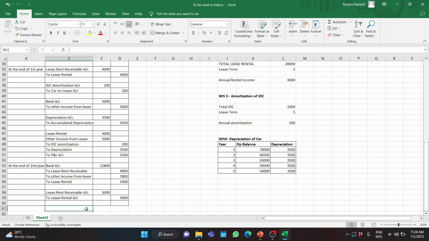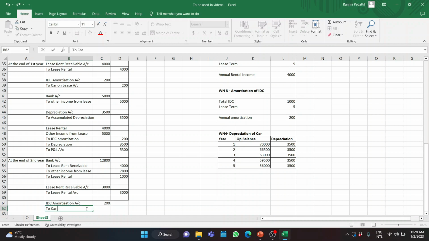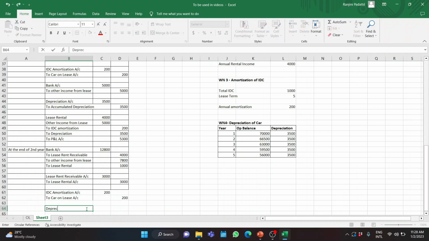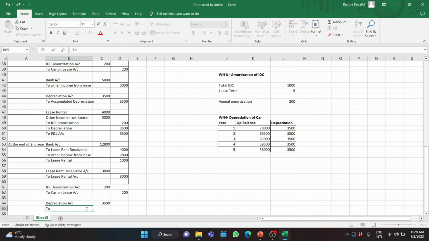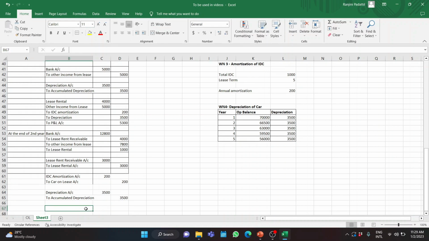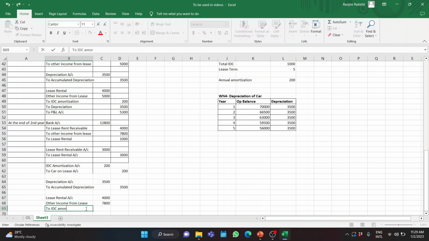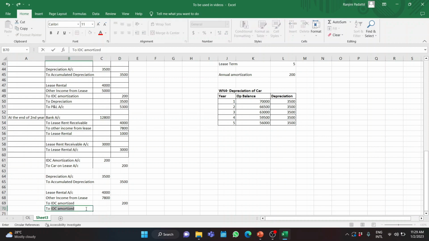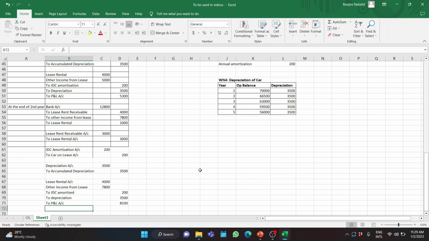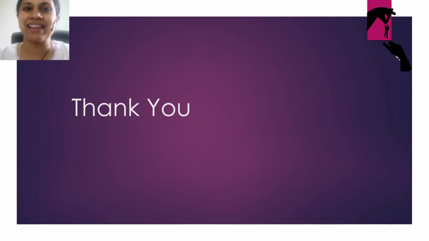Okay, great. Now we go to our amortization. IDC amortization 200 to car on lease. We also have depreciation 3,500 to cumulative depreciation 3,500. Now we take all of this into the P&L account. Lease rent 4,000, other income from lease 7,800, to IDC amortized 200, to depreciation 3,500, to P&L, and that is 8,100. Okay, that brings us to the end of this example on operating leases.